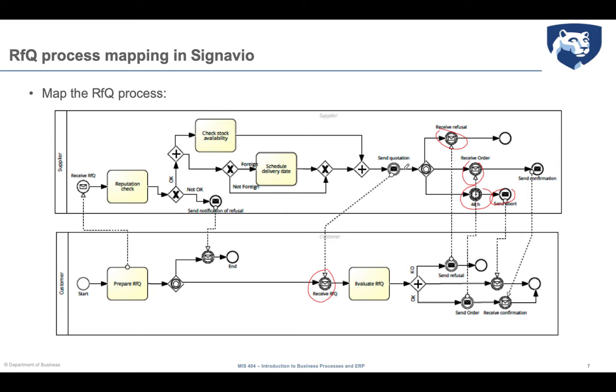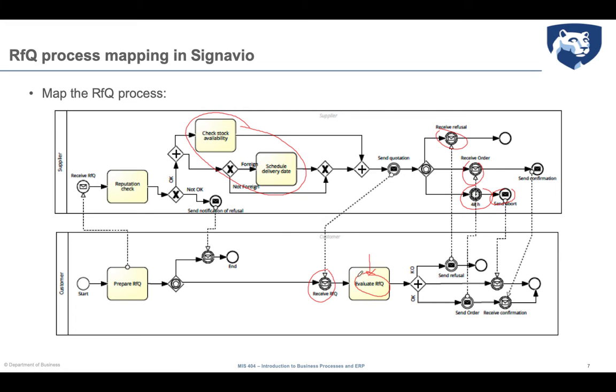The same here. So the supplier prepares a quotation through checking stock availability and scheduling the delivery date. Once that is done, they can send the quotation including this information. The customer first receives the RFQ, which is the act. Okay, they receive the RFQ, and then they evaluate the RFQ, which requires more activity. They have to receive, they have to compare, they have to make some analysis, maybe involve more people. So this is an activity that needs to be separated.